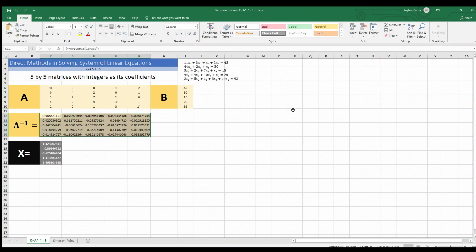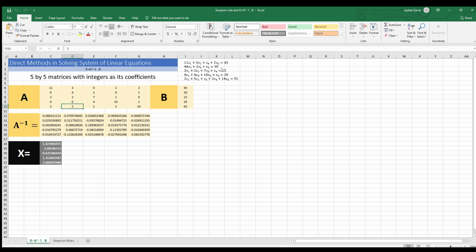So, hello everyone. Ngayon ay pag-uusapan natin ay ang direct methods in solving system of linear equations and Simpson rules. So, unahin natin ang direct methods. So, ang pag-uusapan natin sa direct methods ay ang x equals to A raised to negative 1 times b. So, ang sample natin is 5 by 5 matrices with integers as its coefficients. So, ito yung given natin, which is 5 by 5.